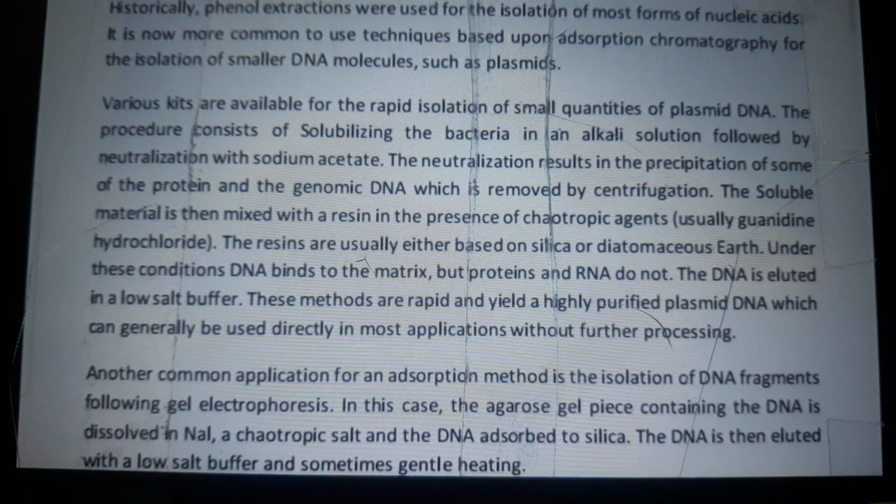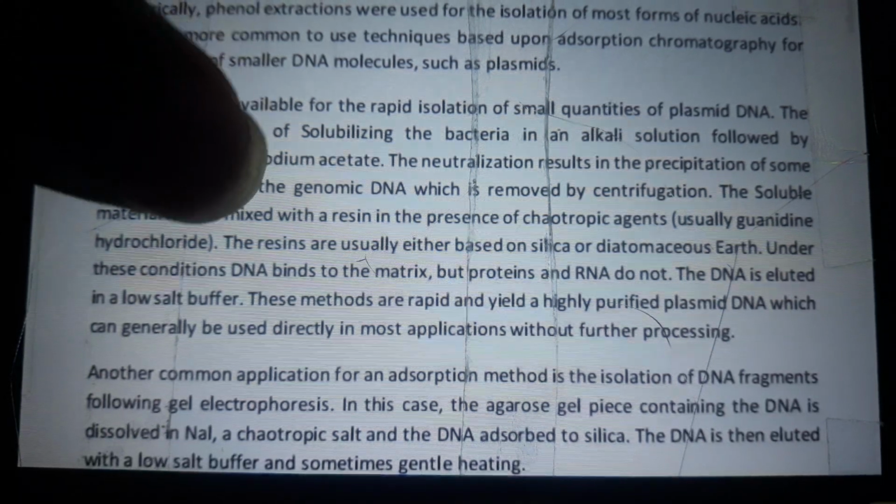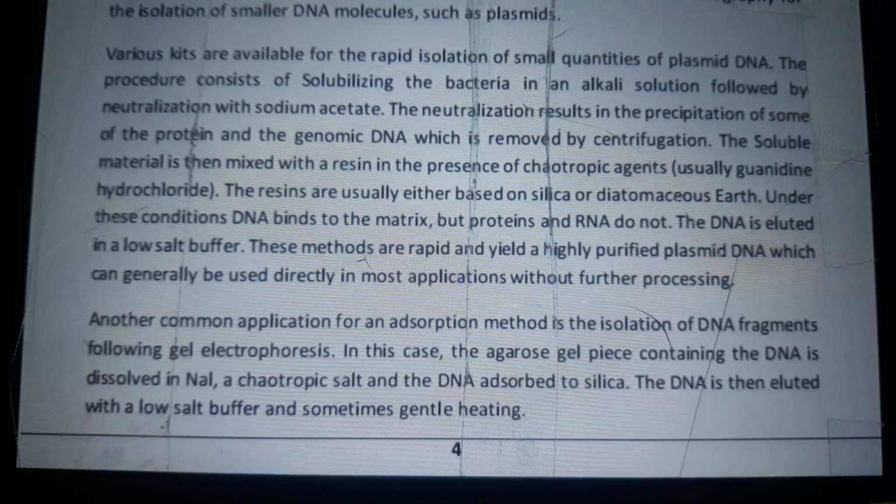Under these conditions, DNA binds to the matrix, but proteins and RNA do not. The DNA is eluted in a low-salt buffer. These methods are rapid and yield a highly purified plasmid DNA, which can generally be used directly in most applications without further processing. Another common application for an adsorption method is the isolation of DNA fragments following gel electrophoresis.